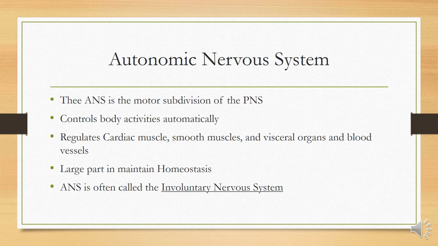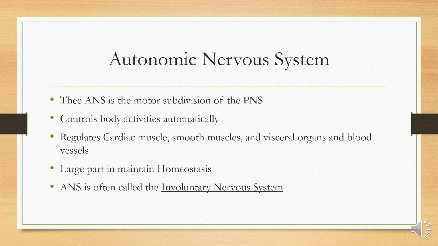The autonomic nervous system. This is the motor subdivision of the PNS. So underneath the PNS, you have the autonomic nervous system. This controls body activities automatically. It regulates your cardiac muscles, your heartbeat, your smooth muscles, so your intestines, and your visceral organs and blood vessels.